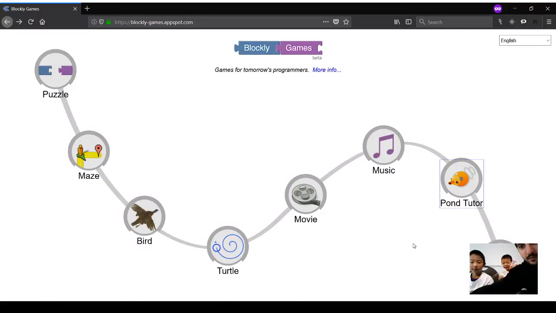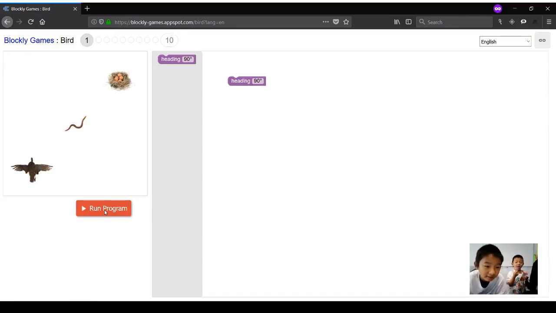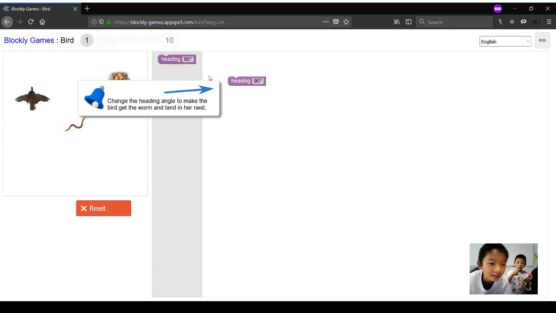Today we're going to do Bird. In Bird, we control this goose. We have to get it to its nest, and also it wants to eat the worm along the way. So you have to tell it what direction to fly.